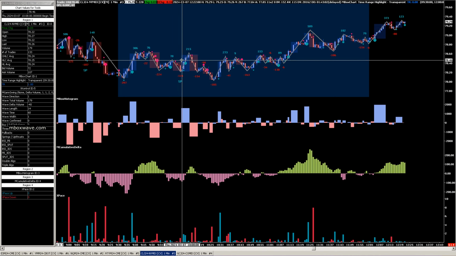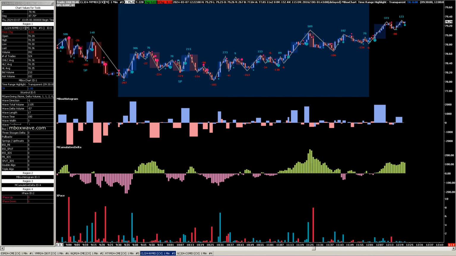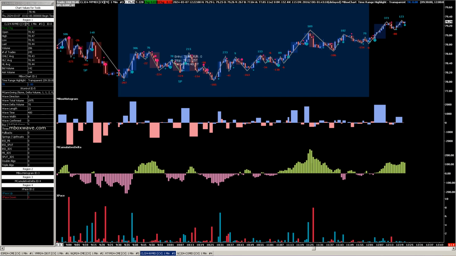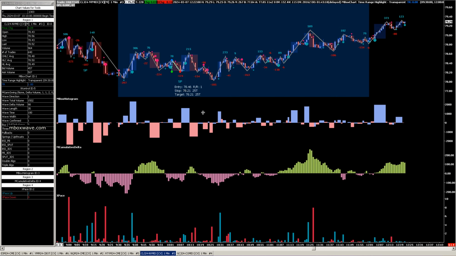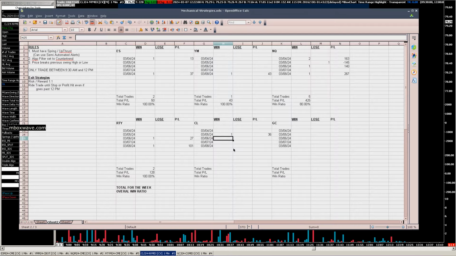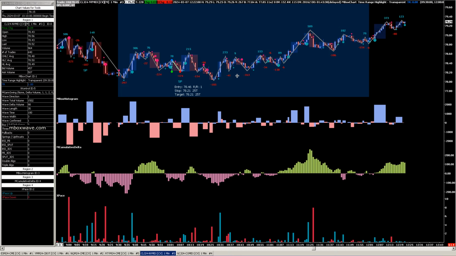So this one is going to be a loss right here. Our stop is here. We get in here, and it's a 25 tick loss. So this is March 7th, minus 25. All right.